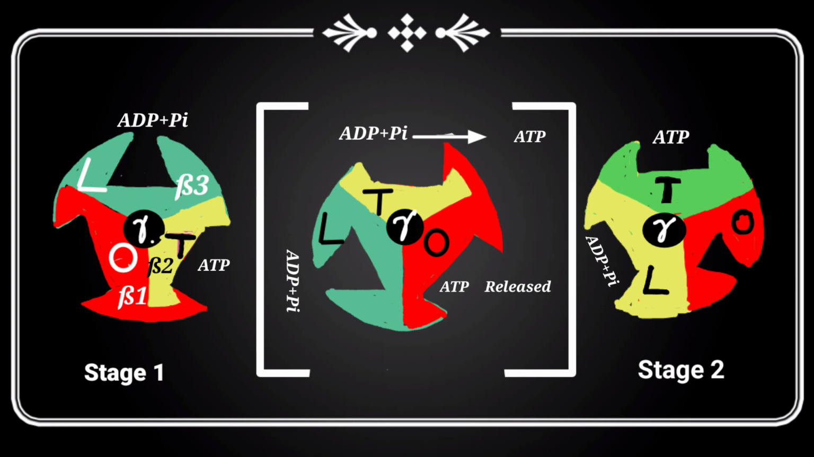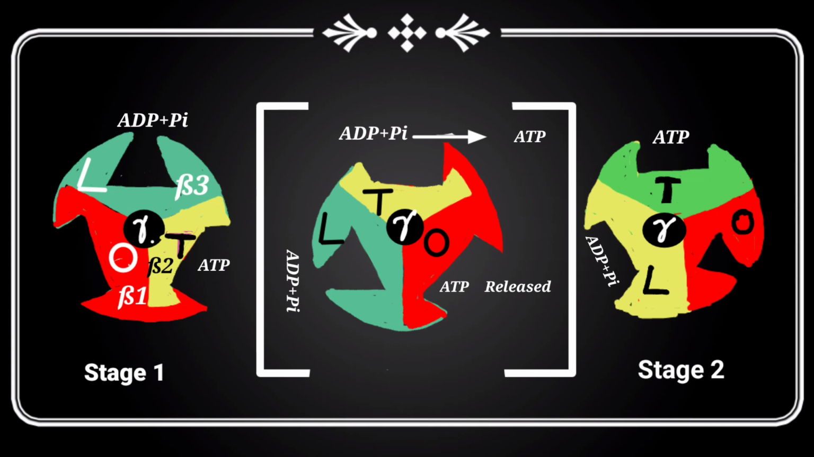In the intermediate stage, rotation of gamma within the alpha beta hexamer converts the L state to the T state, the T state to the O state, and the O state to the L state. The L state can accept a new charge of substrate. The T state can form ATP.